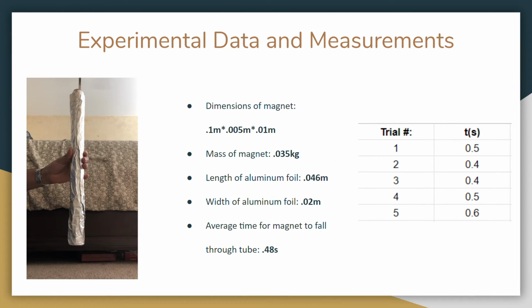So to cover our experimental data and measurements for this lab, the first couple lines of this slide describe the basic attributes of the magnet and aluminum foil, such as the dimensions of the magnet, the mass of the magnet, the length of our aluminum foil tube, and the width of the aluminum foil itself. The key takeaway from this slide is that the average time for the magnet to fall through our aluminum tube was about 0.48 seconds, where you can see on the right-hand side on the Excel sheet each trial and how long it took the magnet to fall through the tube for each of those trials.